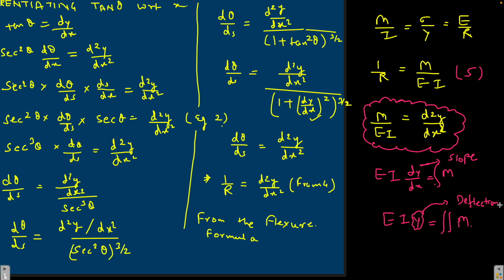Not to worry, we will be using this equation multiple times while solving the problems, and then you will understand it better. Meanwhile, just remember that M by EI is equal to d2y by dx square is the required differential equation for the deflection of the beam.